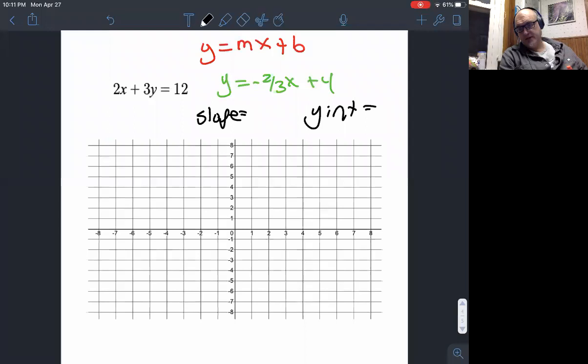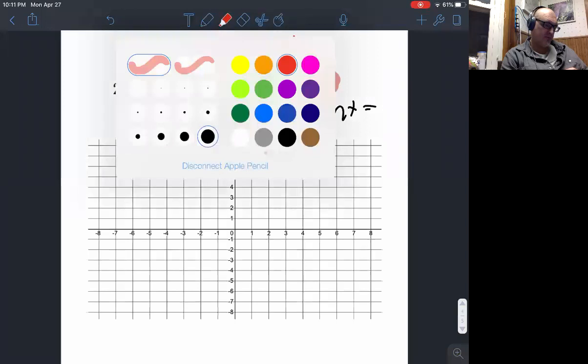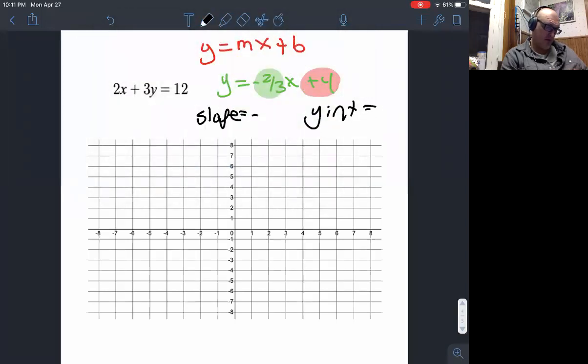So clearly I cleaned it up a little bit. The slope is negative 2/3. The y-intercept is 4. So slope, negative 2/3, y-intercept, 4. Just like every other one, I begin at the y-intercept, and my slope is negative 2/3.